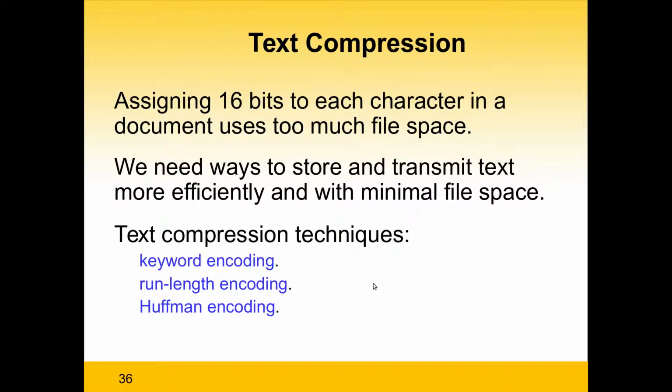Now the problem is, if we assign 16 bits to each character in a document, then you start counting the amount of characters times the amount of words times the amount of paragraphs. So in a document, 16 bits per character will use too much file space. So we need ways to store and transmit text more efficiently and with minimal file space. So they came up with a lot of compression techniques, but these are the most common ones: keyword encoding, run length encoding, and Huffman encoding, and we're going to cover each one in detail.